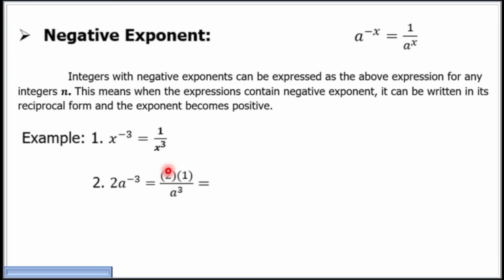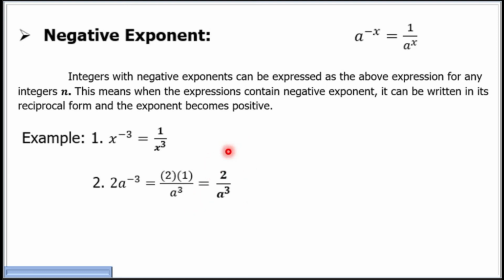So, that will become 2 times 1. This is 1, beside the a there. So the 1 here is reciprocated, becoming 2 times 1 all over a. Only a goes to the denominator. So a is raised to the power of positive 3. And simplifying, 2 times 1 is equal to 2 over a raised to the power of 3. Can this still be simplified? No. This is the answer.